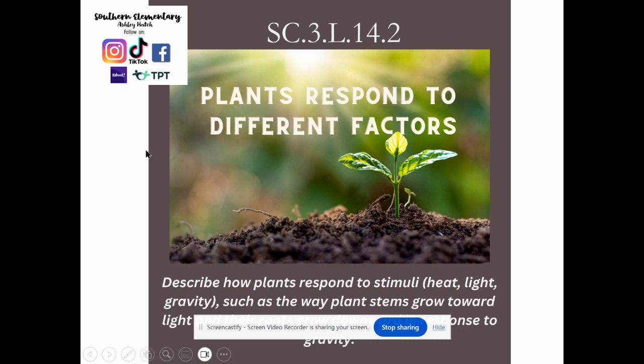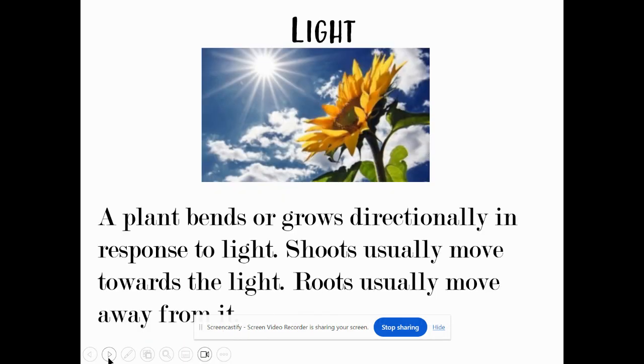Plants respond to different factors. Describe how plants respond to stimuli: heat, light, gravity. A plant bends or grows directly in response to light. Shoots usually move toward the light, roots usually move away from it.